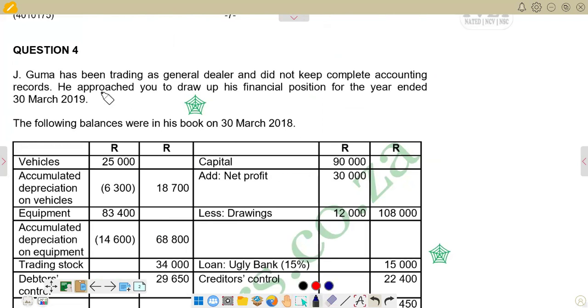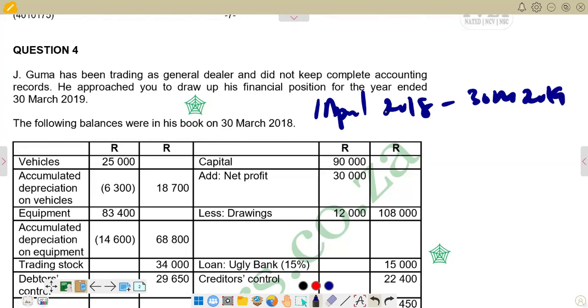Maybe you can just try to state the financial period in question. Our financial period ends on 30 March 2019, which means it started the previous year on 1 April 2018, and ended on 30 March 2019. So that is the financial year, and 30 March 2018 is where we have our opening balance. The trading stock of 4,000 is the opening, so we're not going to consider that one.